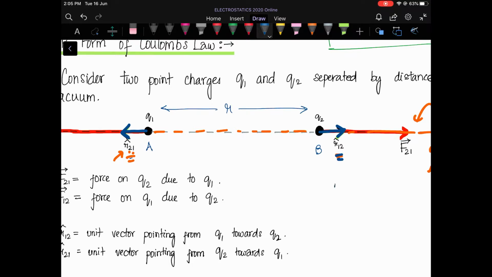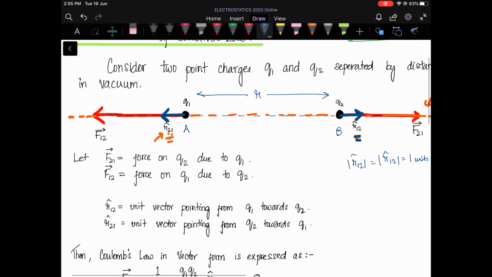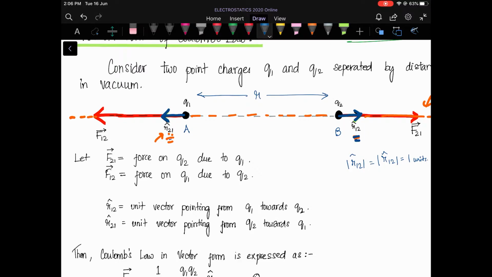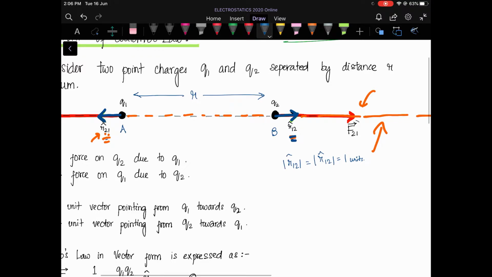And since they are unit vectors, the magnitude of your r21 and the magnitude of your r12 are both equal to 1 unit. Now let's say both the charges are similar in nature. That means your q1 is positive and q2 is also positive. Or let's say q1 is negative and q2 is also negative. In that case, the two charges are going to repel each other and the force acting on the first charge due to the second charge is written as F12 and the force acting on the second charge due to the first charge is written as F21.